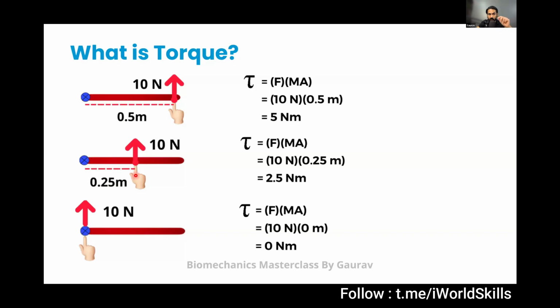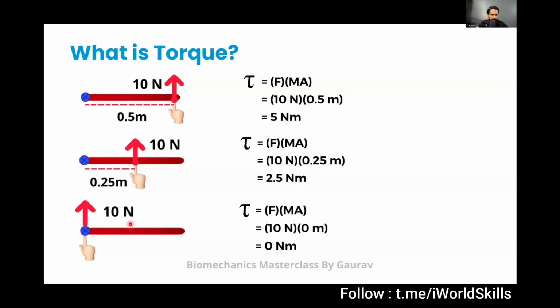These examples are going to reveal something very important. Stay very attentive. Force multiplied by moment arm: 10 Newton multiplied by 0.25 meter. This time the moment arm is 0.25, not 0.5, 0.25. That gives you 2.5 Newton meter of torque. Now what you can observe is the torque has reduced from 5 Newton meter to 2.5 Newton meter. Something to observe. Keep this in mind.